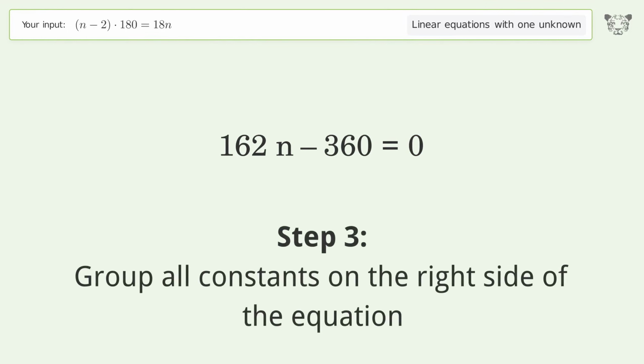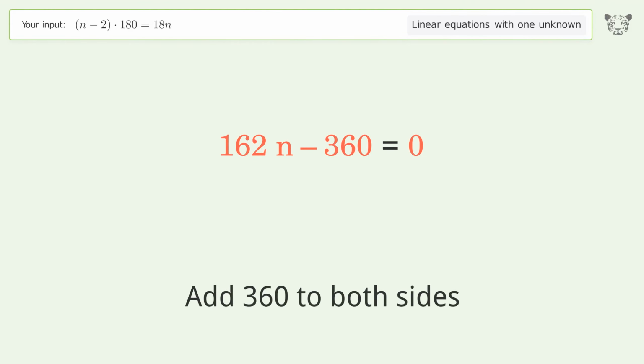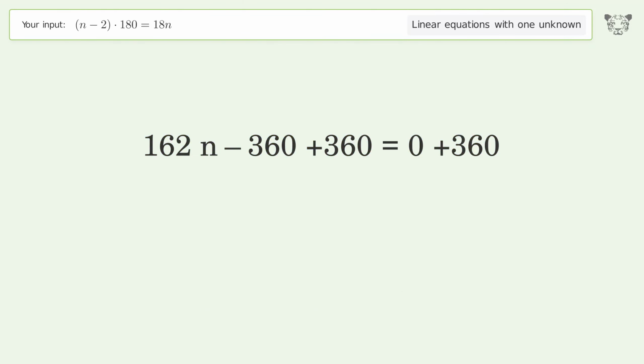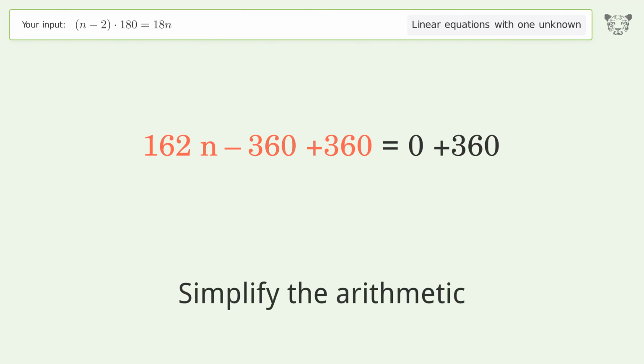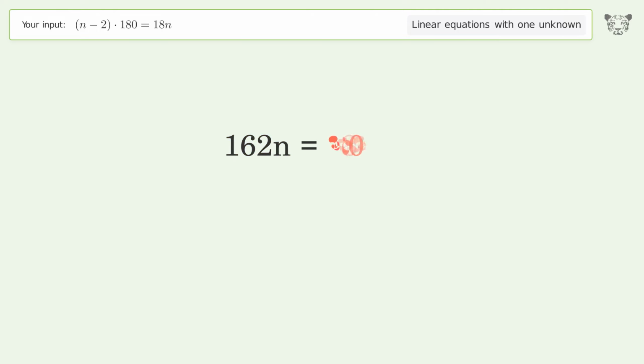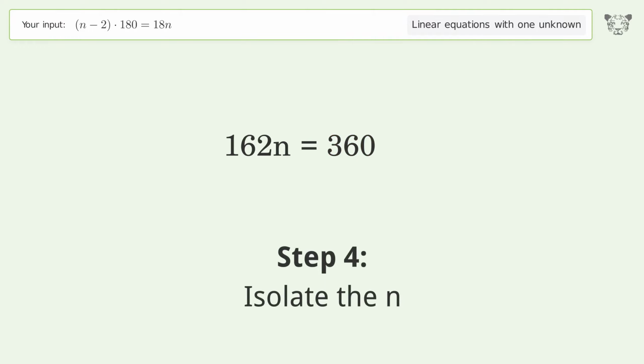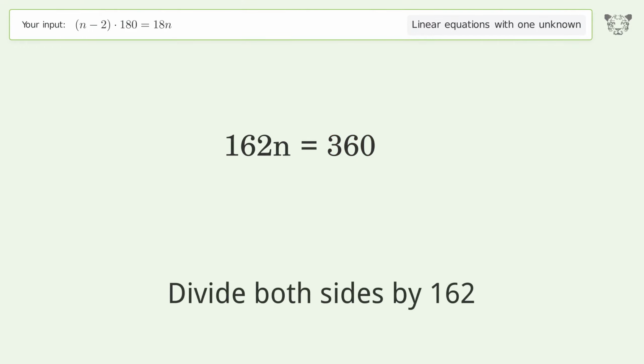Group all constants on the right side of the equation. Add 360 to both sides. Simplify the arithmetic. Isolate the n. Divide both sides by 162.